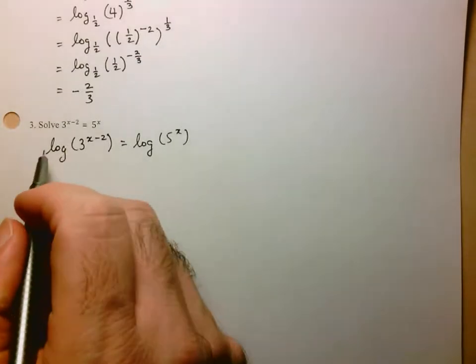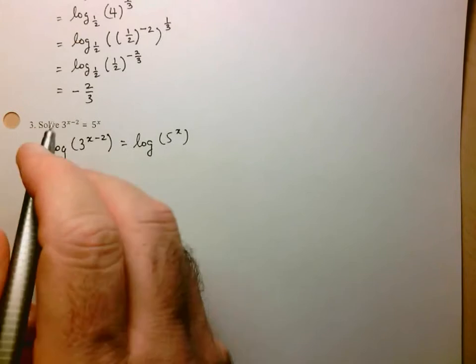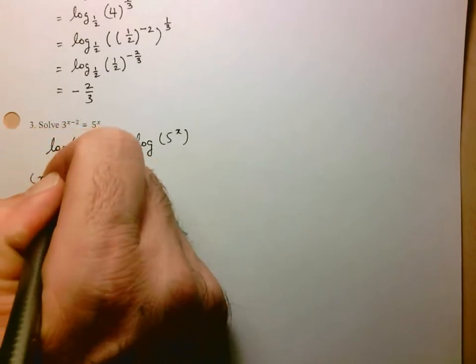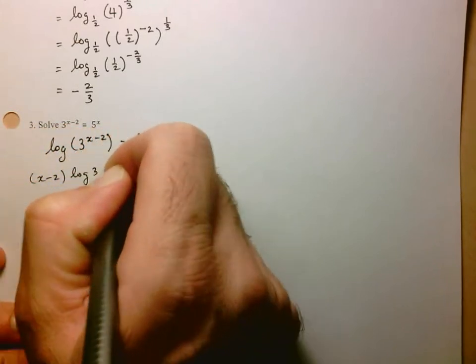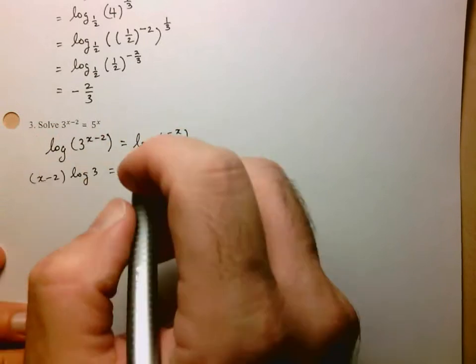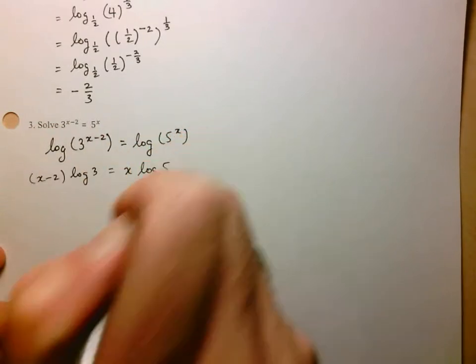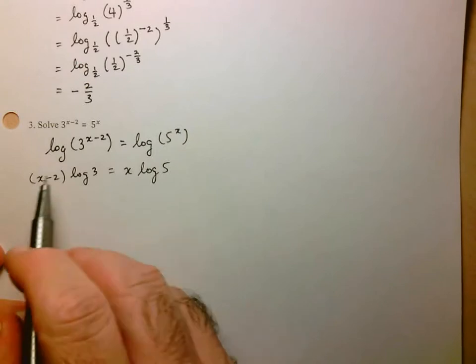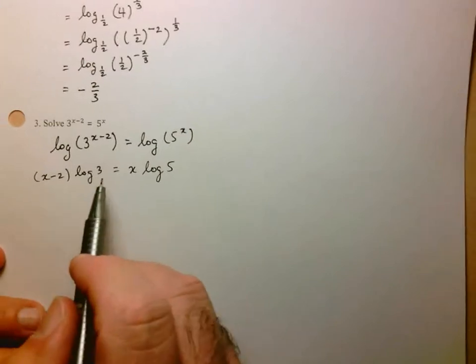Okay, so step number 1, take log of both sides. Now let's bring down the x minus 2. So you have x minus 2 times log of 3, and here you've got x times log of 5. But now this is just a simple linear equation.